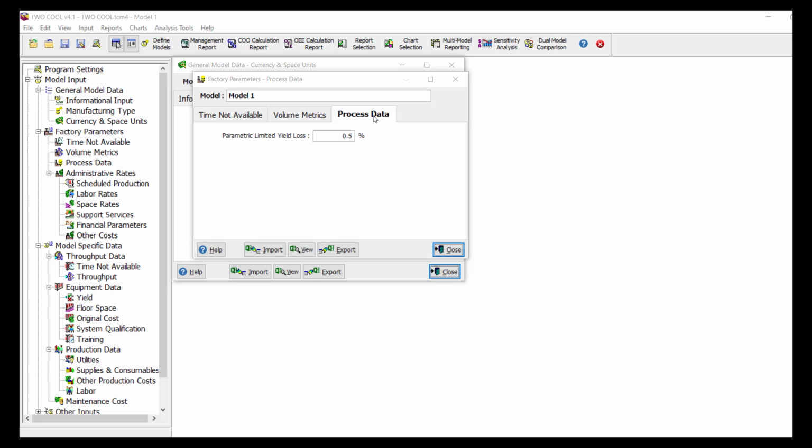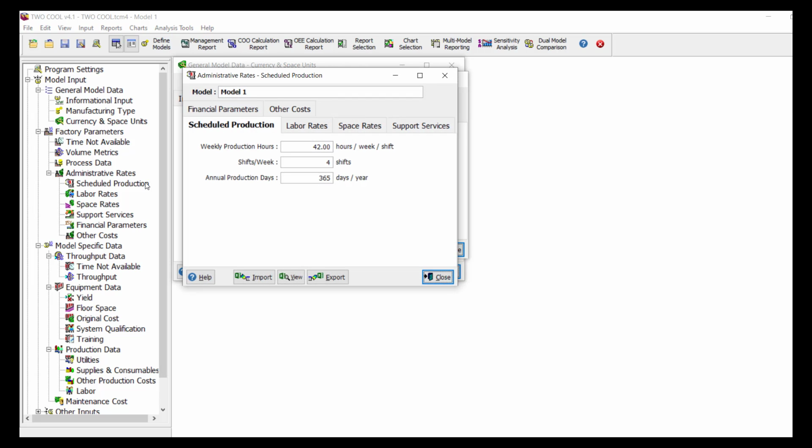The next subsection is administrative rates. The scheduled production tab is defaulted to 24 by 7 by 365 operation with a 4-shift work week. I see from your data that you're only operating 2 shifts at 40 hours and have a 2-week shutdown.